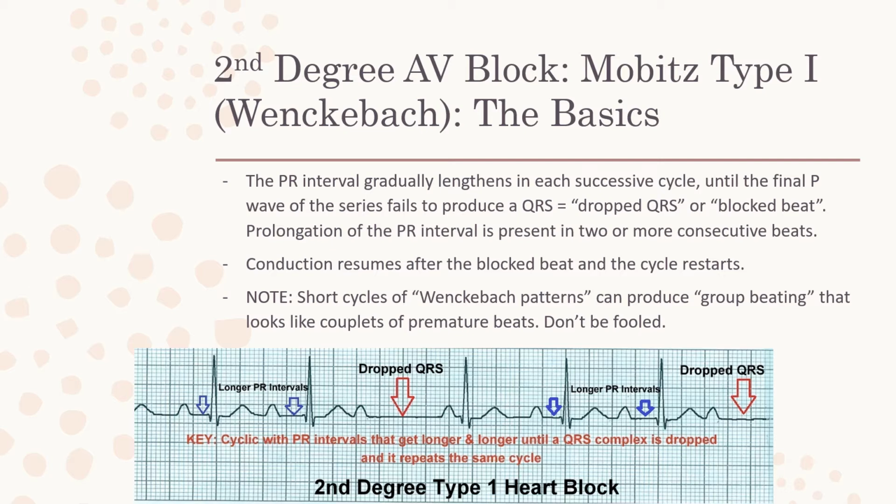When you look at an EKG strip and you see some groupings, what comes to my mind is, is this a Wenckebach? Or, like we said in the slide, is this premature beats? How are we going to tell? Basically, what happens in Wenckebach is you get PR intervals that progressively get longer until there's a dropped QRS.